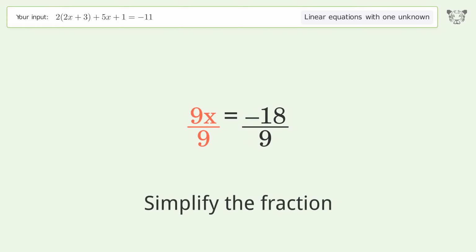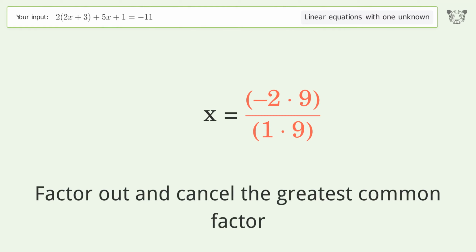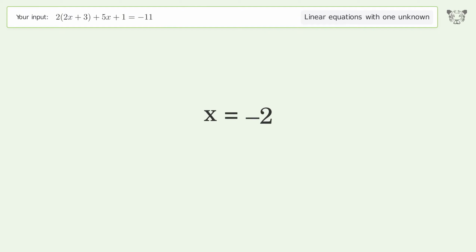Simplify the fraction. Find the greatest common factor of the numerator and denominator. Factor out and cancel the greatest common factor. And so the final result is x equals -2.